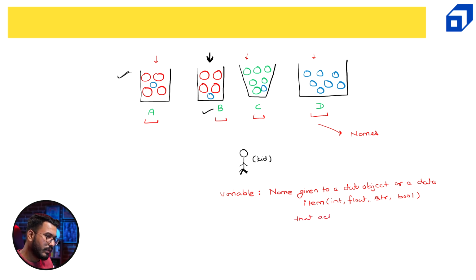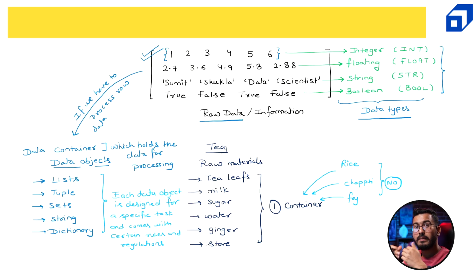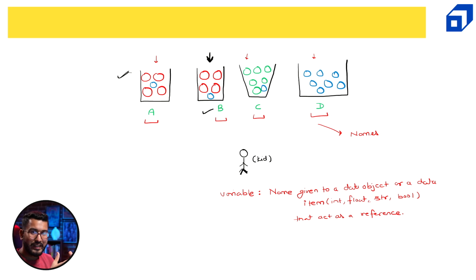that act as a reference. So please remember that there is a difference between a data object and a variable. Data object is a container, it holds your data, while variable is just the name or a reference given to a data object or a data item, for example list, float, string, or boolean. So I hope you guys are now clear with the 4 major terms. What is my raw data? What are the various data types in Python? What are the various data objects, which are basically data containers in Python? And at last, what are the various variables?